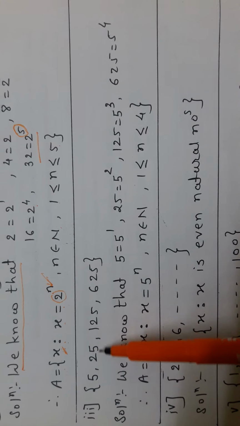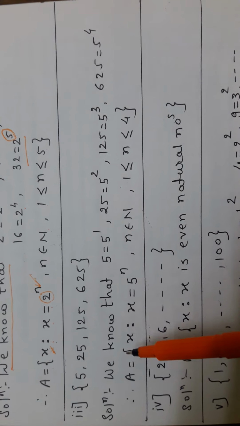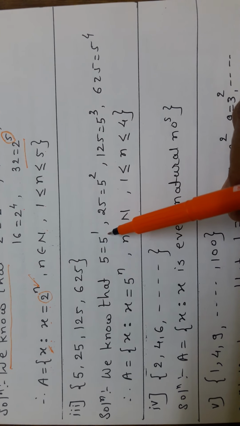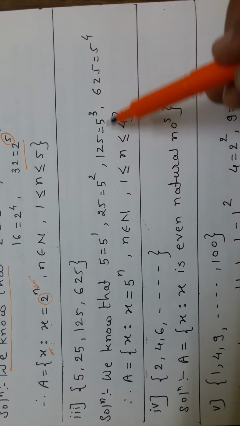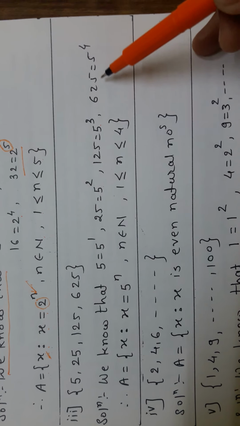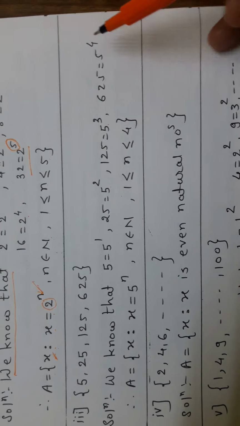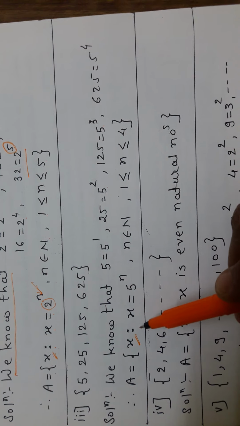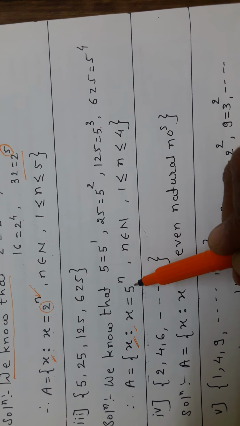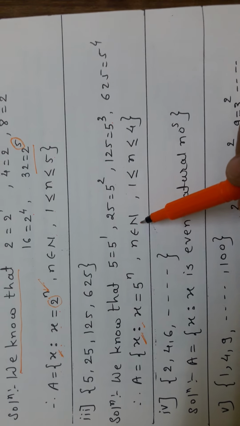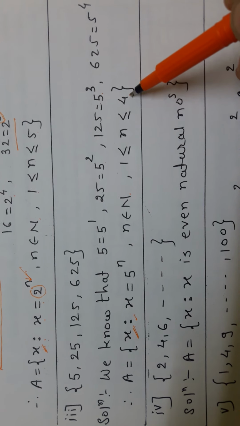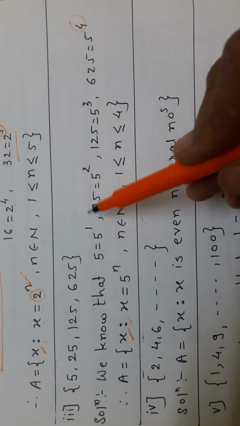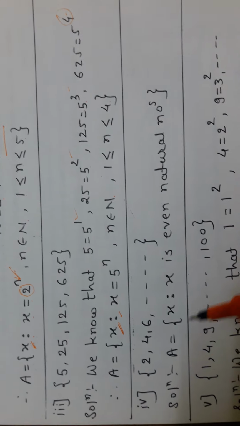Third problem, 5, 25, 125, 625. Again we know that 5 means 5 raised to the power 1, 25 means 5 raised to the power 2, 125 means 5 raised to the power 3, and 625 means 5 raised to the power 4. Therefore, we can write here A is a set of all x such that x is equal to 5 raised to the power n, n belongs to capital N, n greater or equal to 1 but less or equal to 4. Means here the value of n we have taken 1, 2, 3, 4.